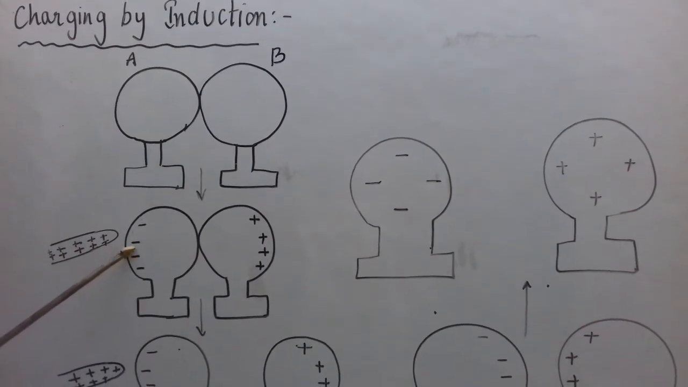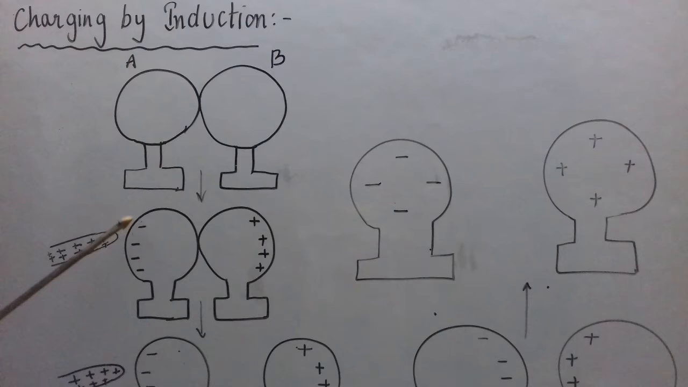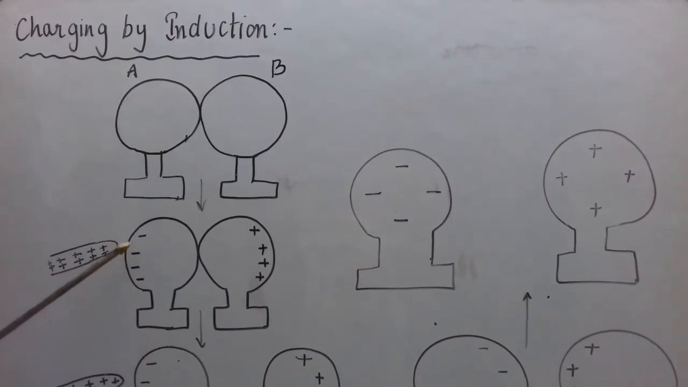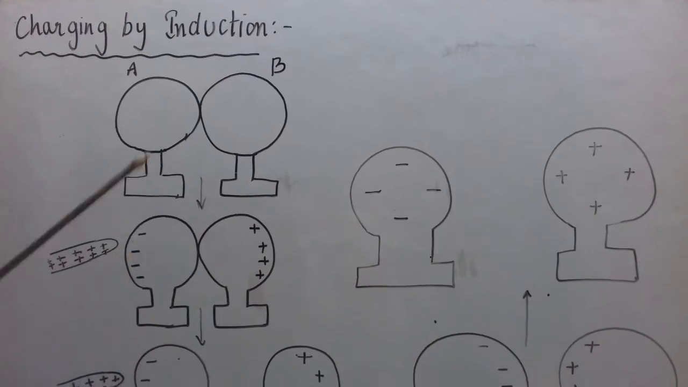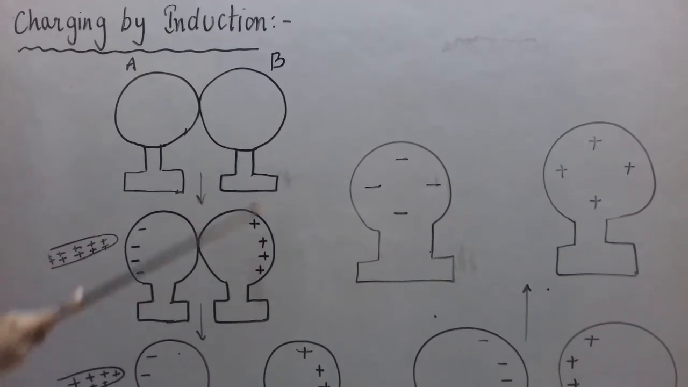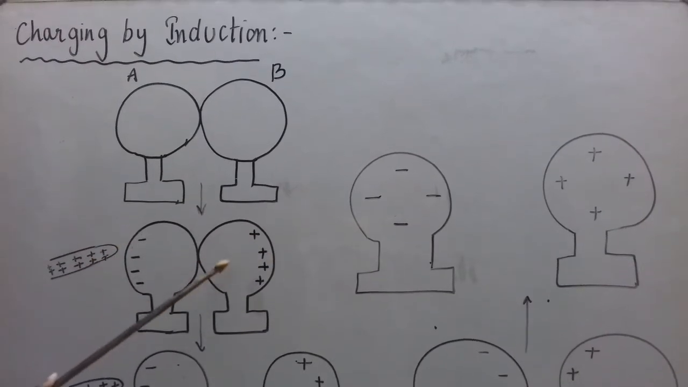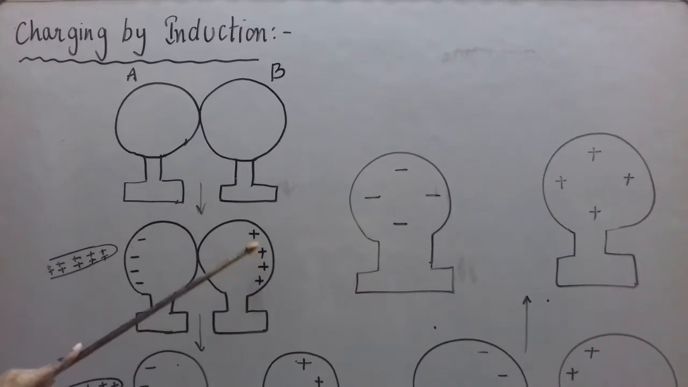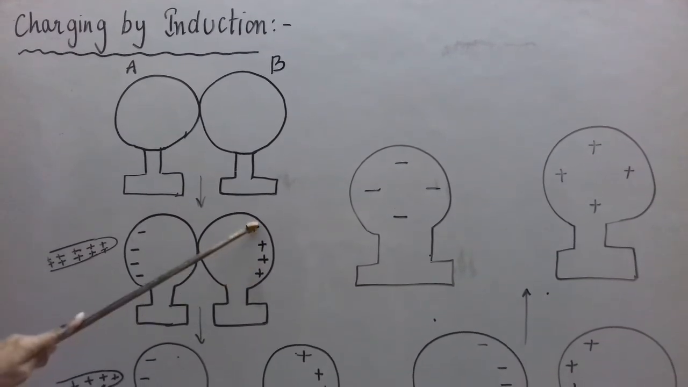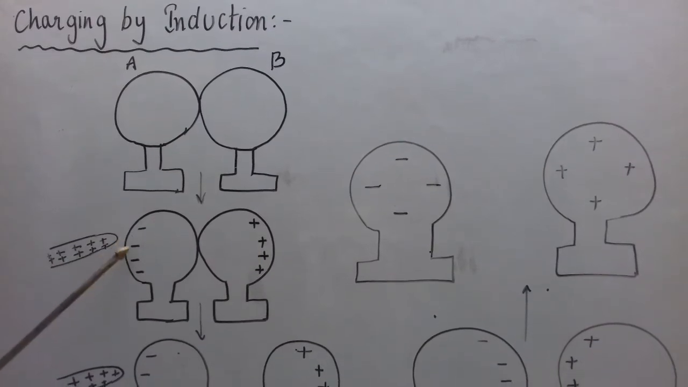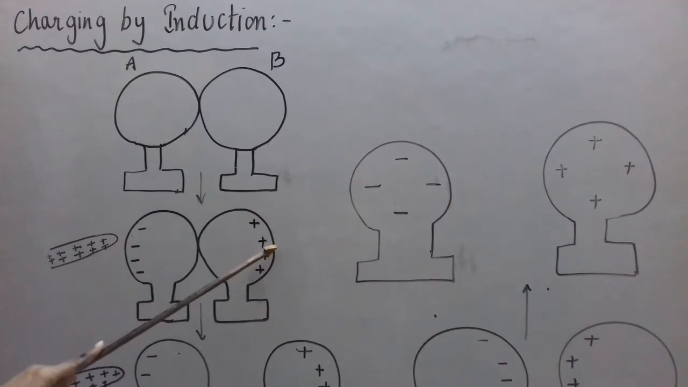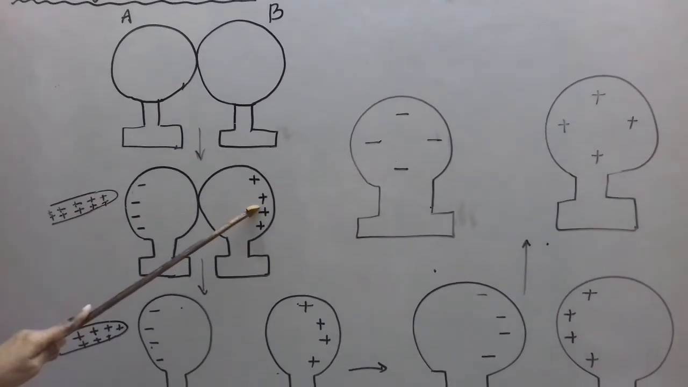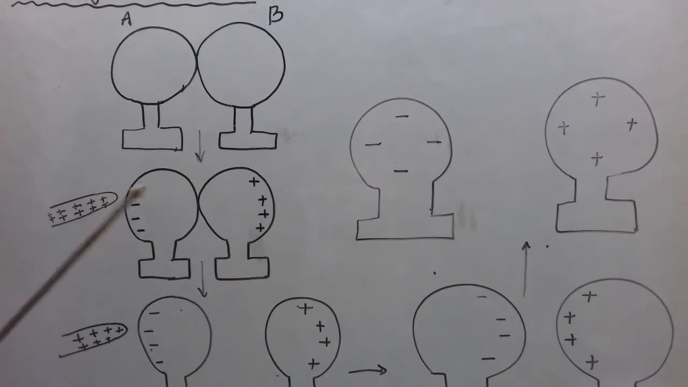But as this continues, negative charge is developed on the left hand side of A, and positive charge is also developed on the right hand side of B. It means the free electrons from this side have moved towards this side, and there is a deficiency of free electrons on this side. So here negative charge is developed and here positive charge is developed. Negative charge due to the attraction, and positive charge, in other words, we can say due to repulsion.